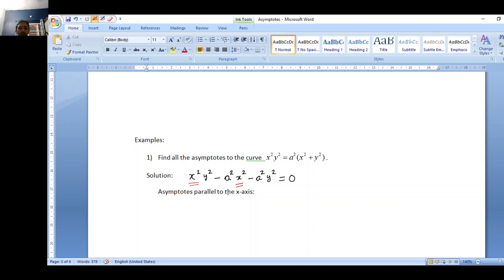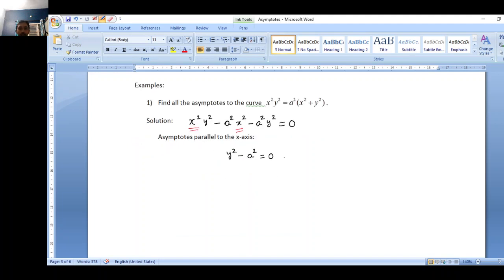Okay, so what we'll now do is that we will equate the coefficients of these two terms to 0, because these are the highest degree terms in x. So accordingly, what do we have? We have the coefficient of x square as y square, correct? And the coefficient of x square here is minus a square, and we'll take that equal to 0. And if we solve this, we're going to see what the asymptotes parallel to x-axis are.